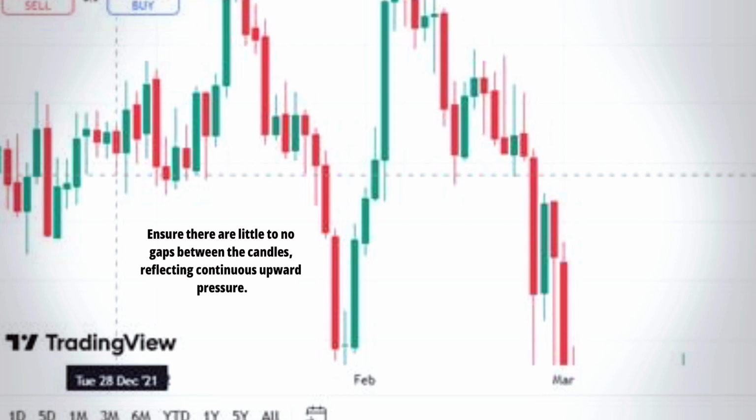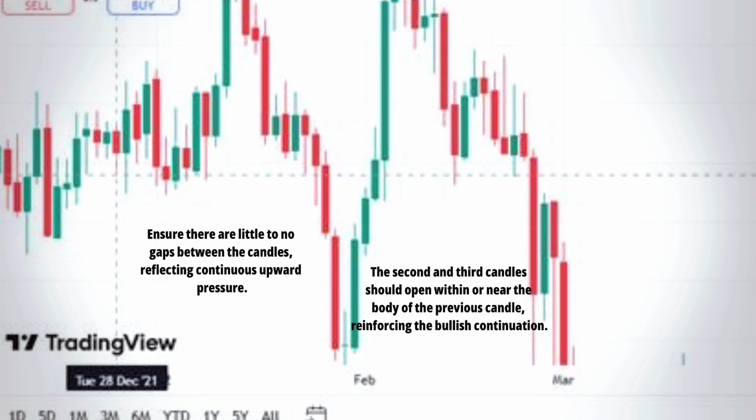Now, you should also keep in mind that the candles in the pattern usually have little or no gaps between them, indicating consistent buying momentum. Lastly, each successive candle opens near or within the previous candle's body, demonstrating a continuation of bullish strength.